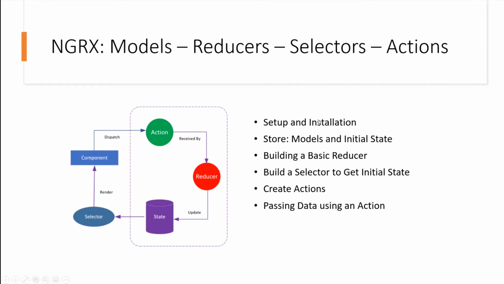So once you do the installation, we then are going to take a look at the store itself. What is a store? Store is made up of models, and we have initial state. We'll take a look at building a basic reducer, build a selector to get initial state, create some actions, pass data to the actions, and move on to those things. So basically, we're focusing on the left-hand side of this little window over here.